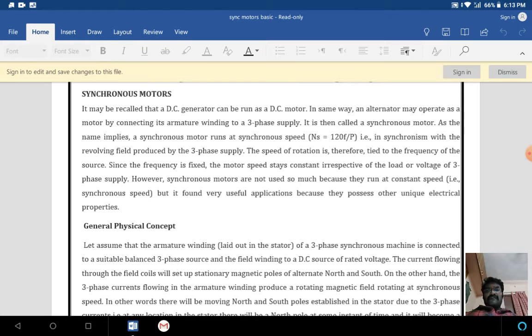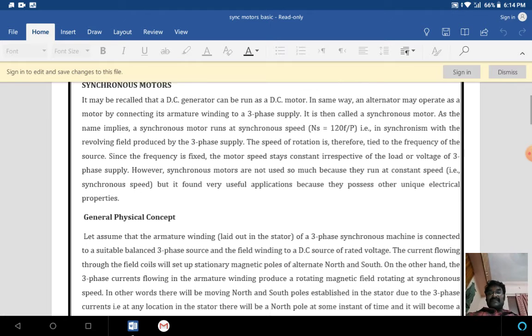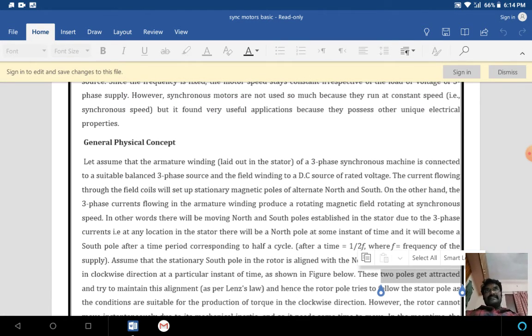However, synchronous motors are not used so much because they run at constant speed. But they are found useful in applications because they possess other unique electrical properties. The general physical concept is how the interaction between stator and rotor happens. Let us assume the armature winding of a three-phase synchronous machine is connected to a suitable balanced three-phase source and the field winding to a DC source of rated voltage.